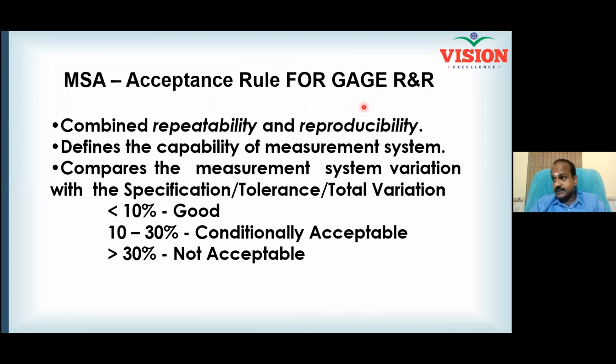You must know it. This gauge R&R, if it is less than 10%, your measurement system is considered good. You can proceed with the data collection and you can proceed with analysis. If it is not good, you must correct your measurement system. If correction is not possible, you must change your measurement system. Right? And in certain cases, 10 to 30% error is conditionally acceptable. But in no case is error of more than 30% acceptable.